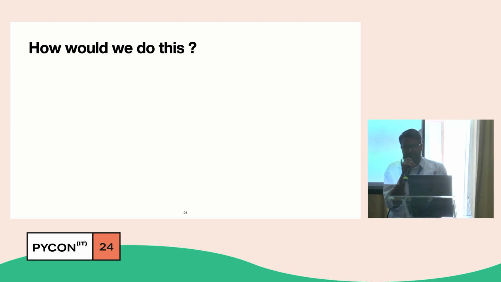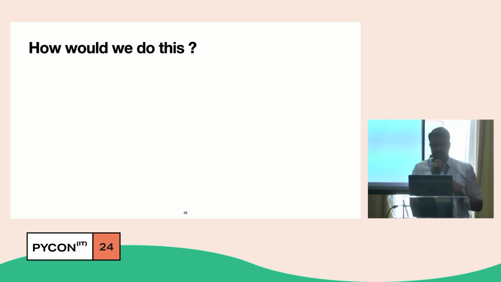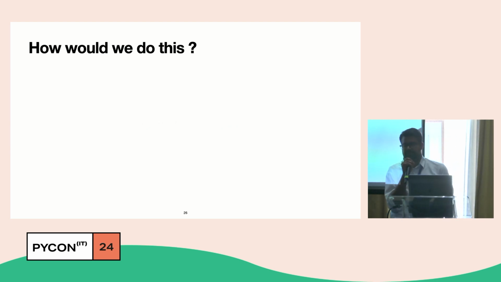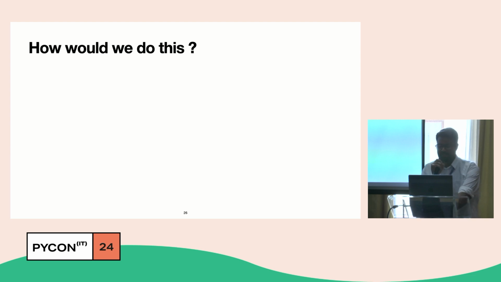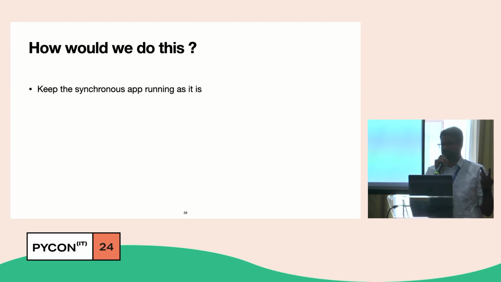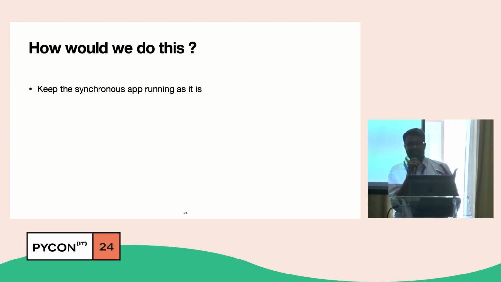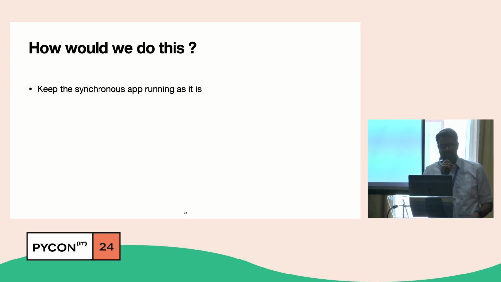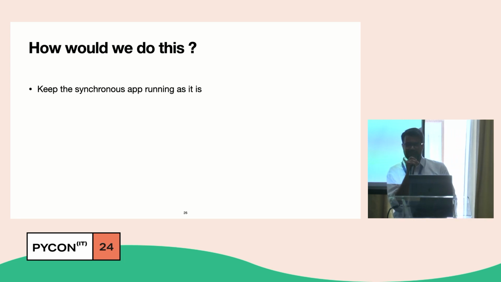Now, how would you do that? In a typical scenario, let's say you have your sync app that has been running on production for years. What you do is you keep the synchronous app running as it is, because you've also heard in another talk about DRF not being async friendly, and there are so many components that are still not completely async friendly. That is not on the framework side, but predominantly on the third-party modules that we use.